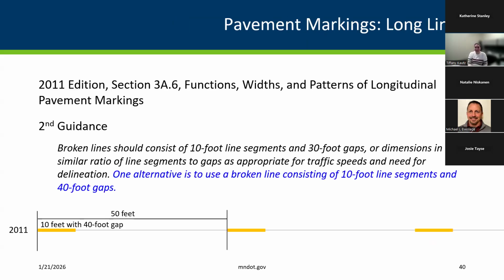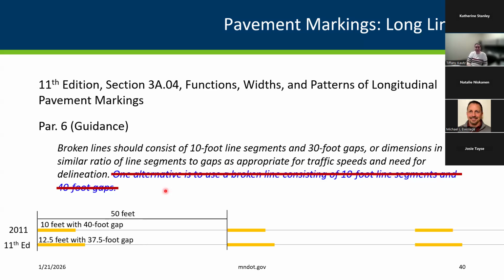So let's talk about some more pavement marking long line changes. In the past, we've had this Minnesota statement about for our long lines, we use a 50-foot cycle where we would have a 10-foot line segment with a 40-foot gap, but we were no longer allowed to keep that Minnesota language. So that got removed.